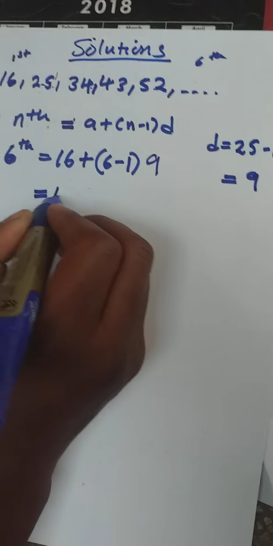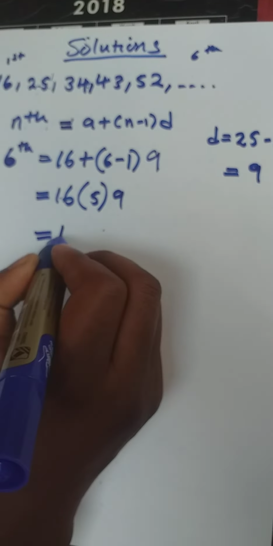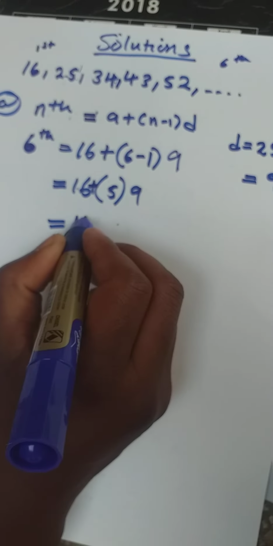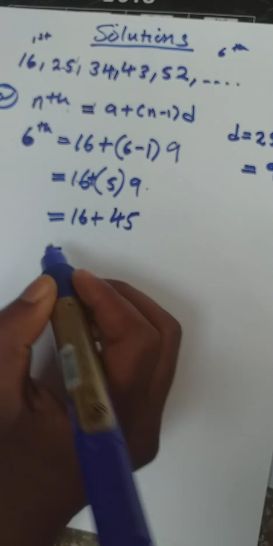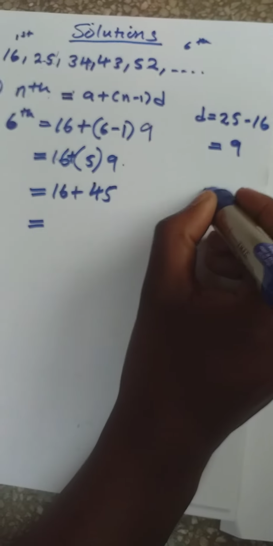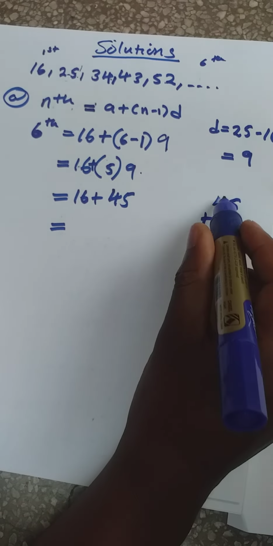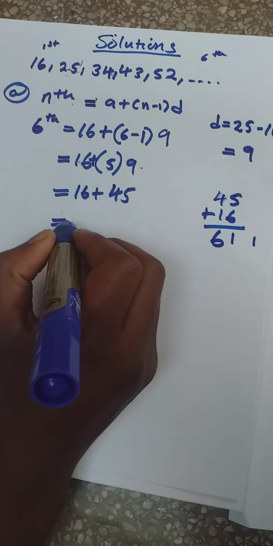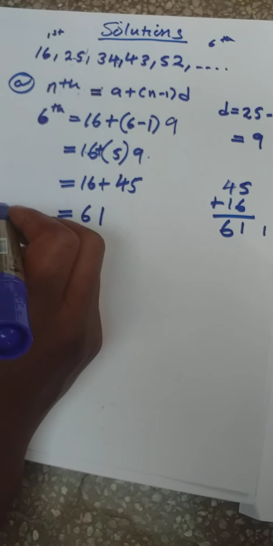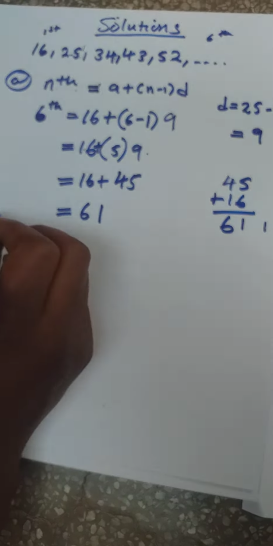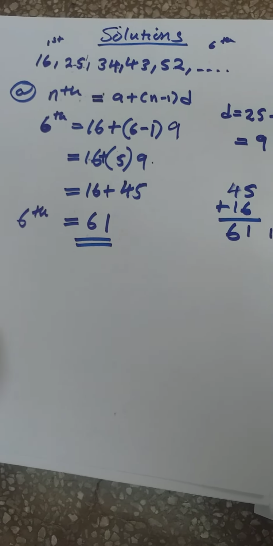Then we are going to do the calculations. 16 plus, when we subtract, we get 5 multiplied by 9. Sorry, there's need for a plus here, so it's 16 plus 5 times 9, which is 45. So we simply say what is 45 plus 16. This will be 11, 1 carry 1. This is 5 plus 1, 6. So we are talking about 61. So the next term will actually be the 6th term, which will be 61. So that's the solution.